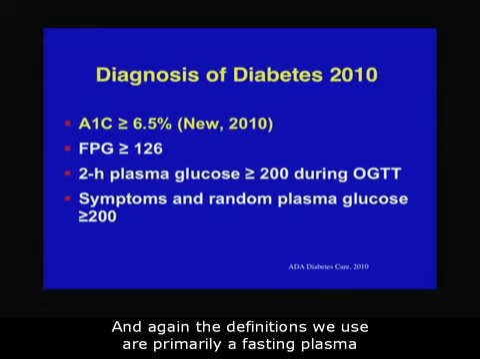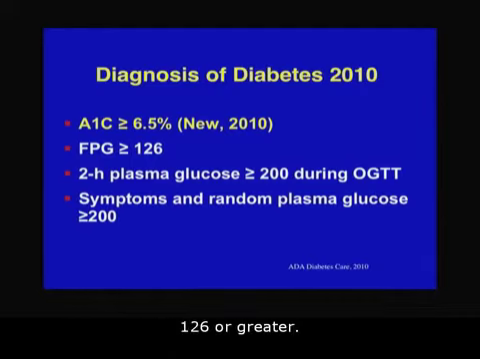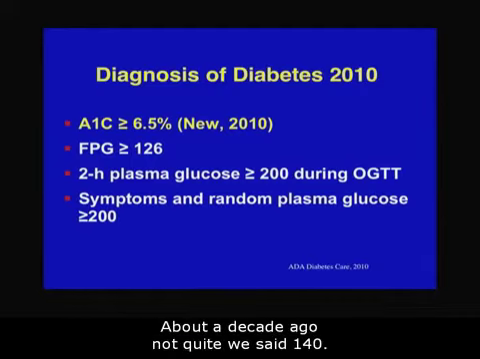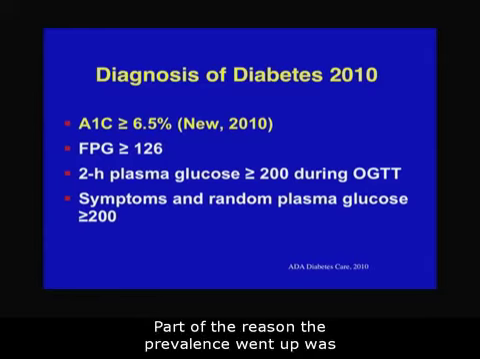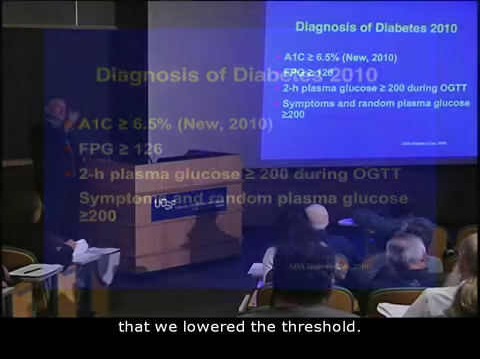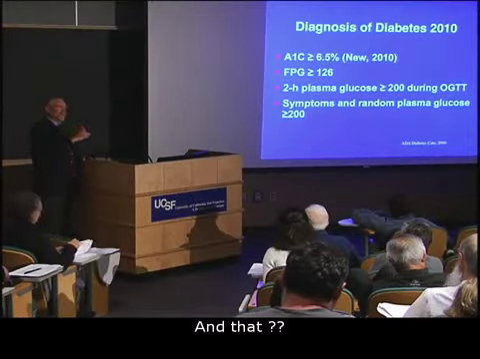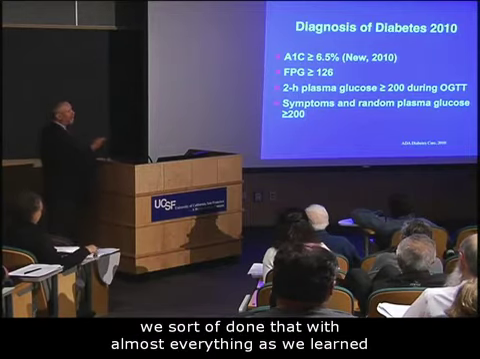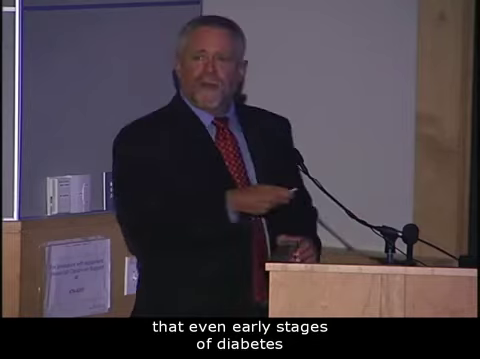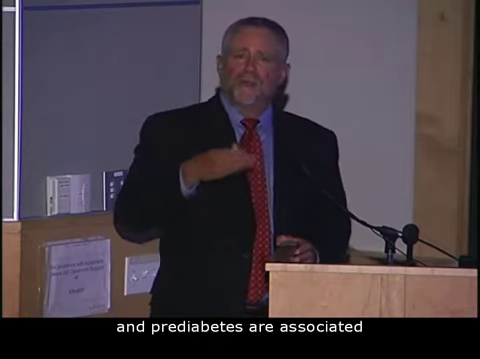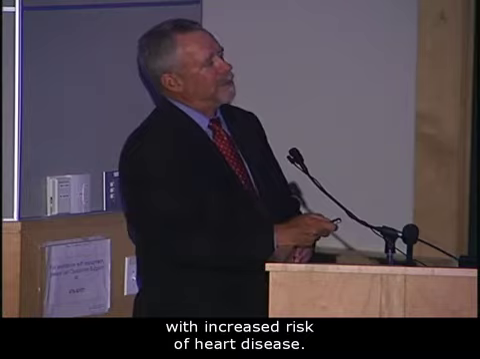And again, the definitions we use are primarily a fasting plasma glucose, or fasting blood glucose, of 126 or greater. About a decade ago, not quite, we said 140. So we've lowered this, so it's a little bit of cheating. So part of the reason the prevalence went up was that we lowered the threshold. But we've done that with almost everything, as we've learned that even early stages of diabetes and prediabetes are associated with increased risk of heart disease.